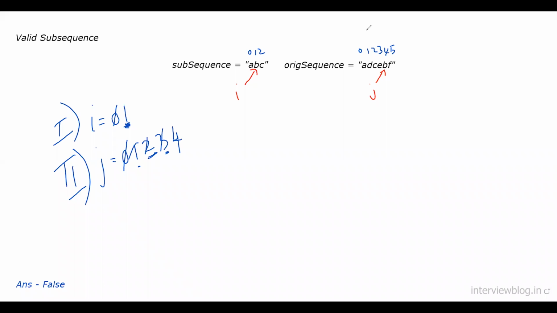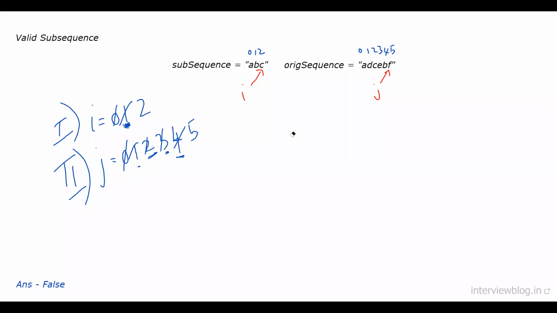So now I'll be comparing the element that is present in the ith index of the subsequence, which is B, to the element that is present in the fourth index of the original sequence, which is also B. Since both these characters are equal, I'll be updating both my pointers one position forward. That is, my I will be now 2 and my J will be 5. That is, I'll be moving both the pointers one step forward.